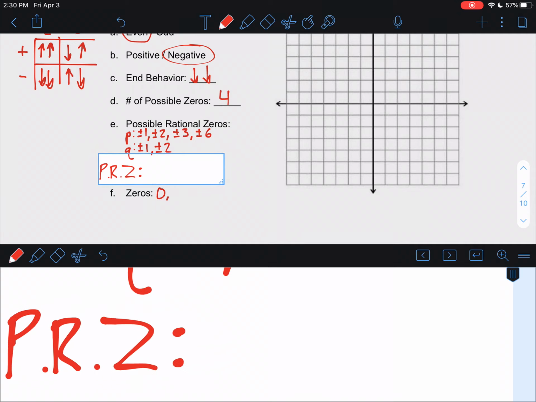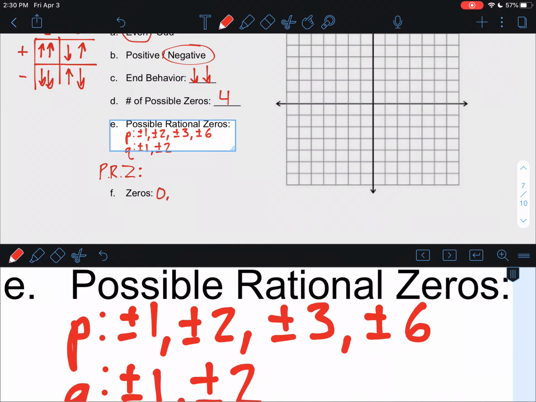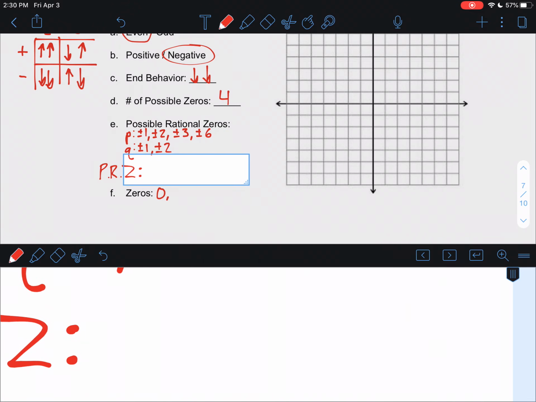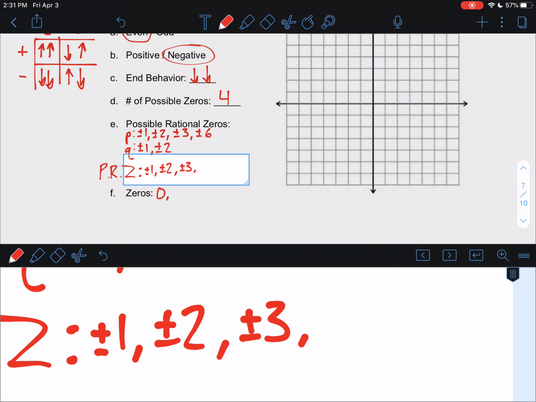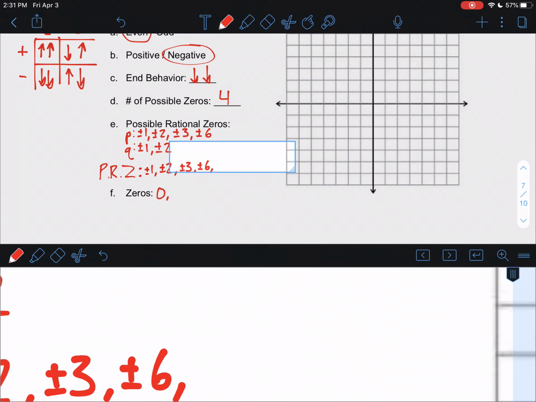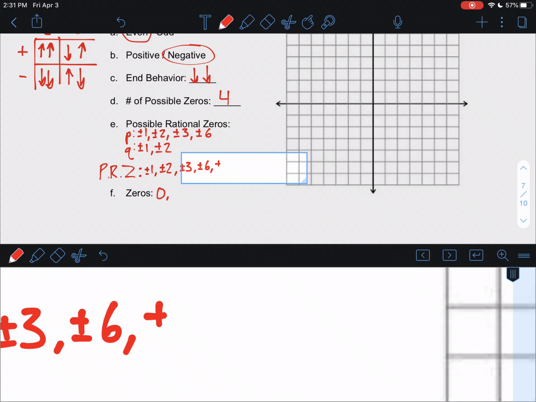are going to be, well, I can take the 1 from the p divided by the 1 from the q, which gives me positive or negative 1. I got the 2 from the p divided by the 1 from the q, positive or negative 2. 3 from p divided by 1 from q, it's positive or negative 3. And 6 from p divided by 1 from q is positive or negative 6. And then I have to do 1 from p divided by 2 from q, it's positive or negative 1/2.